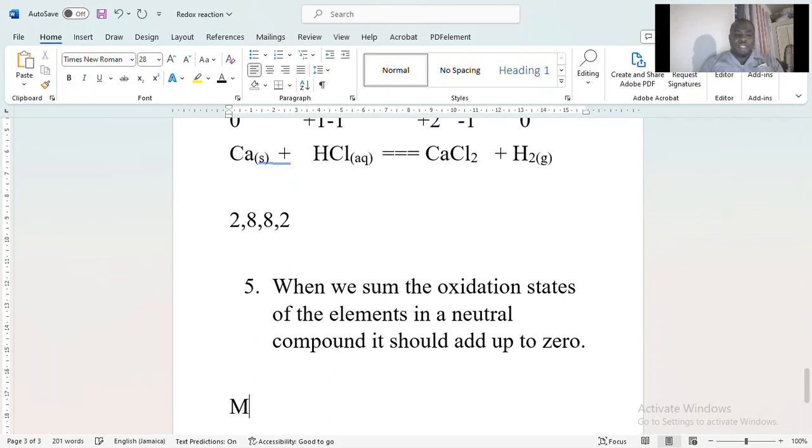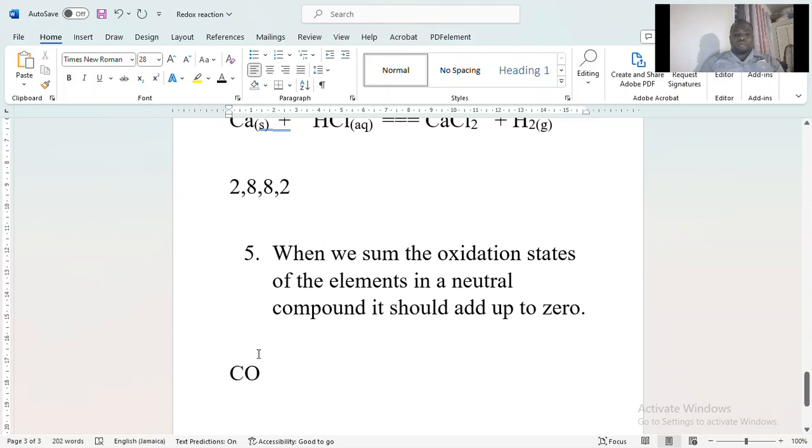Let me use a different one. What's the name of this compound? I'm going to write another one as well. What's the name of the first compound? Carbon monoxide. Remember, we have to have that prefix, the mono, right? And the second compound? Second compound, people?